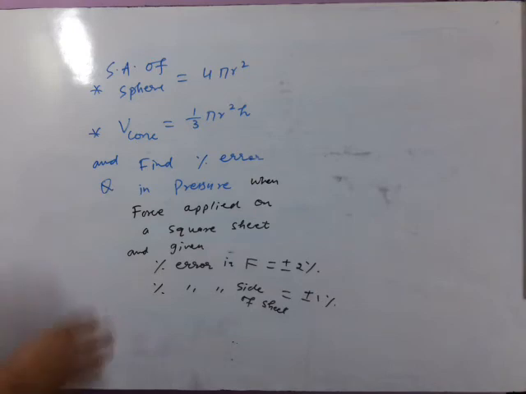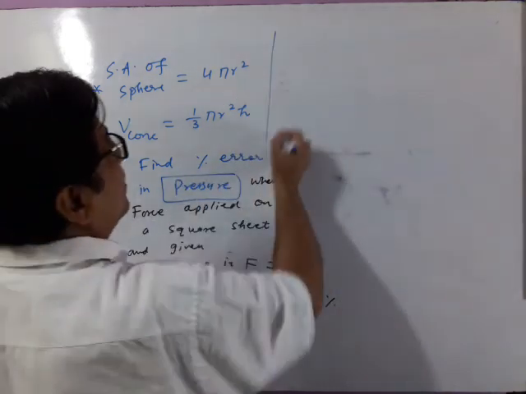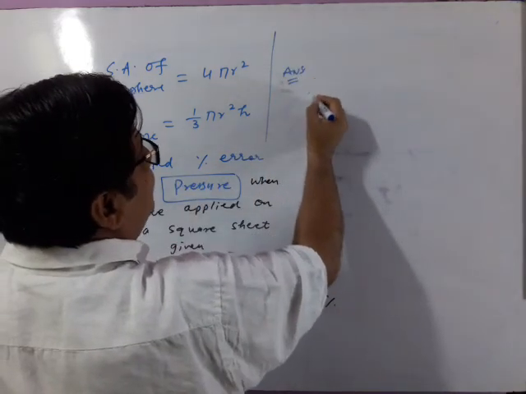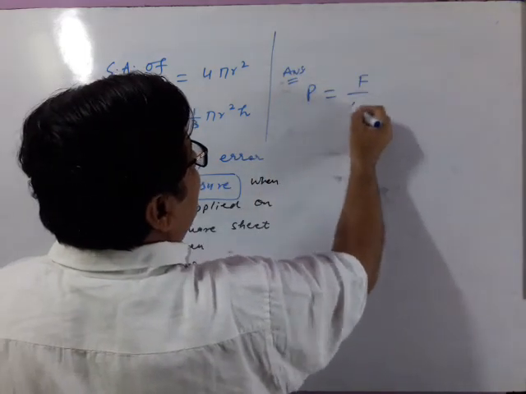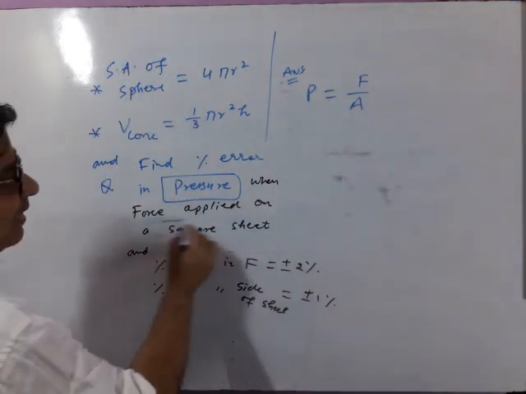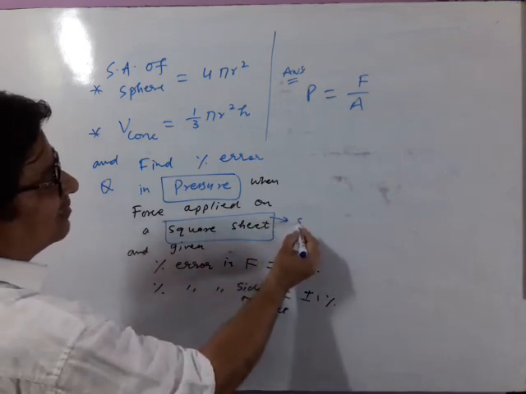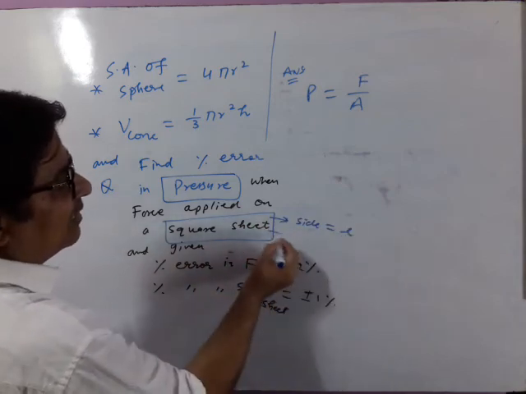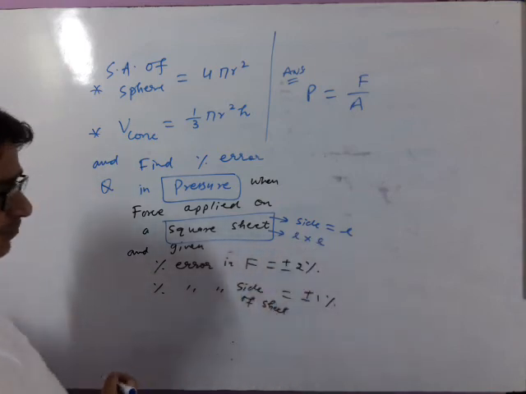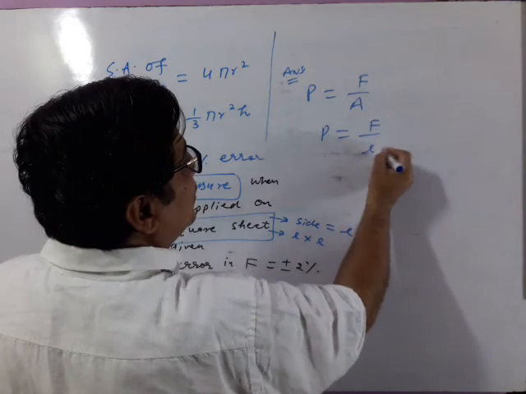So you can apply this technique in any formula you know. This is the question of pressure, so know the formula of pressure. Pressure is force upon area. Now he says force applied on a square sheet. Let us say the square sheet has side equal to L. It is L by L sheet, so the square sheet has area L square.